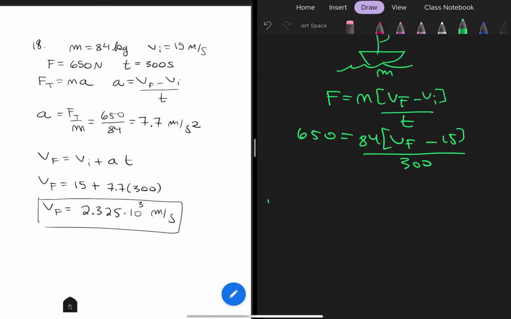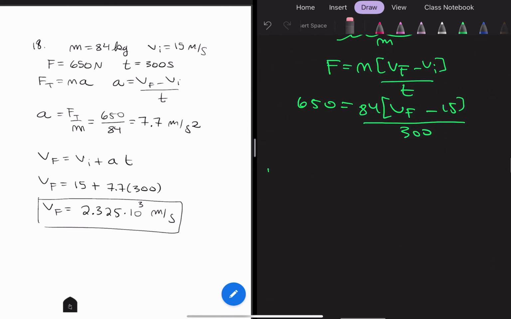I can move the 84 to this side. So here 84 is going to go on the bottom. And I can also move the 300 to the left side. And in this case here, actually let me just do it on a separate sheet here. So this is the basic formula. So let's just start off by showing how to do the algebra. So it's 84 multiplied by V final minus 15 over 300.